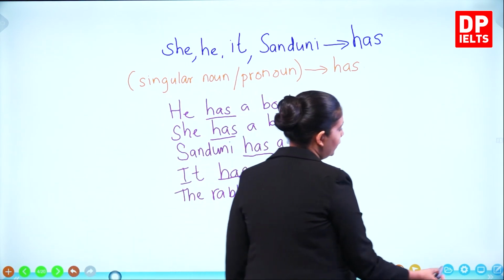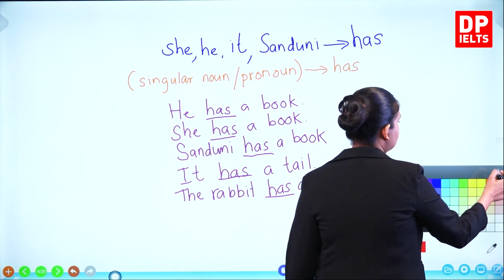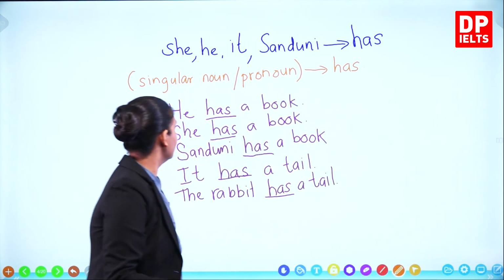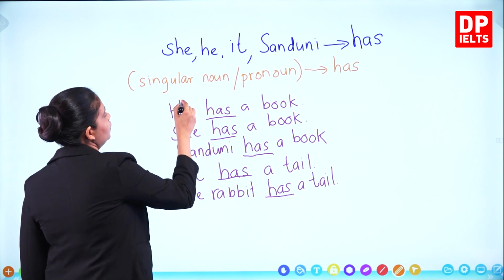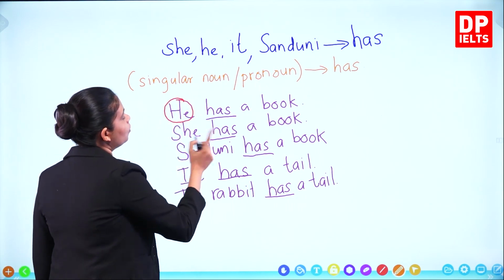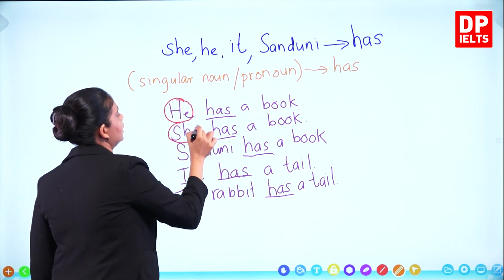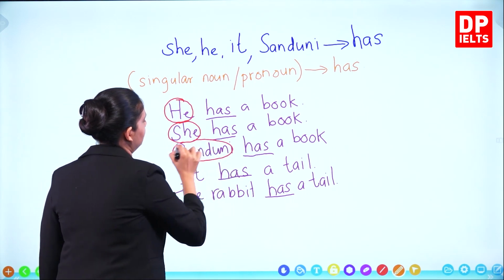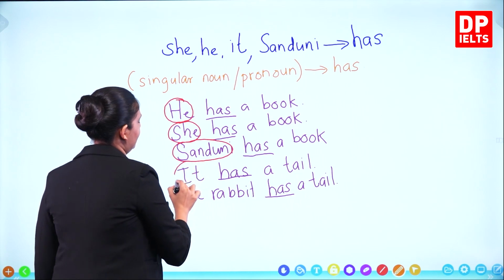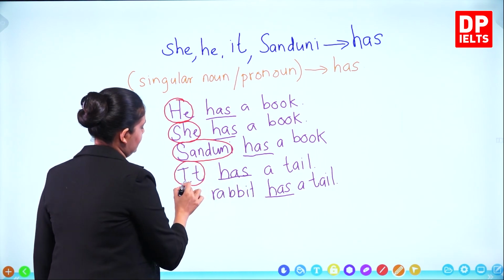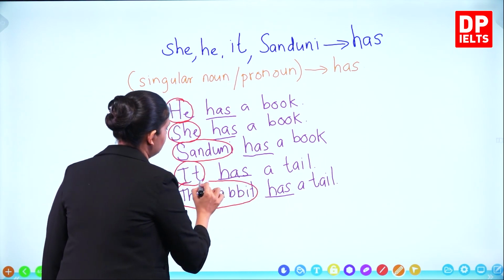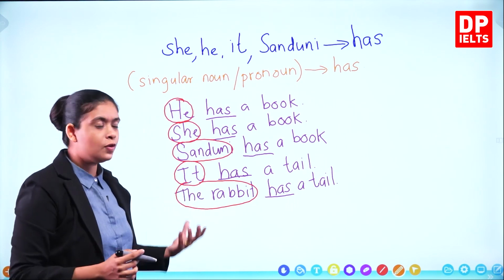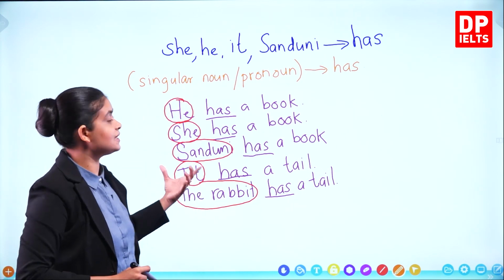So, if we have a look at the subject, right? Who has a book? He. Who has a book? She. Who has a book? Sanduni. Who has a tail? It. Who has a tail? The rabbit. So, all of these words are singular.